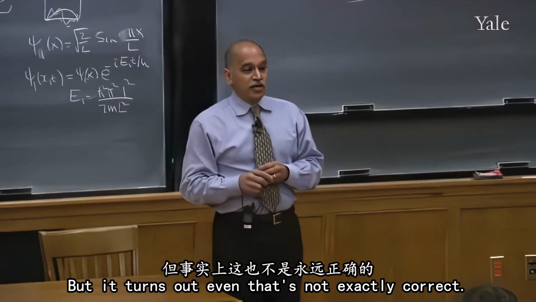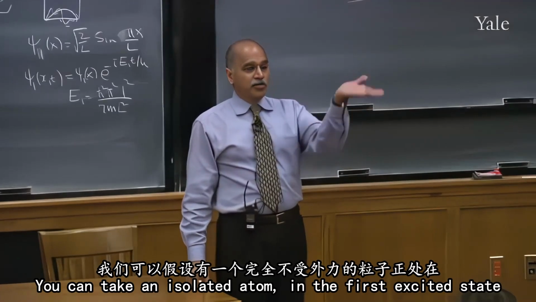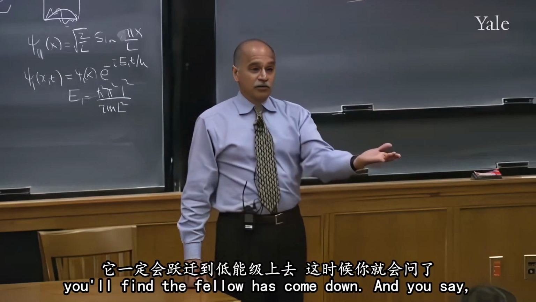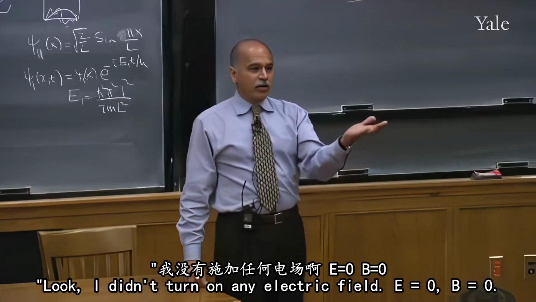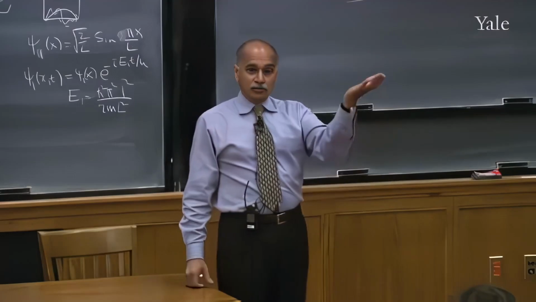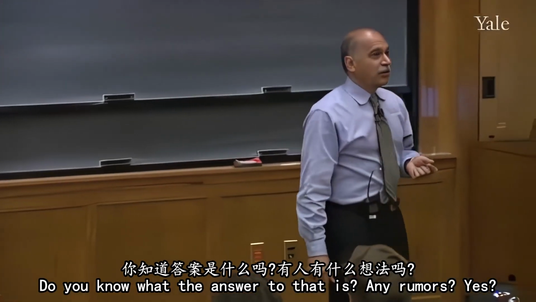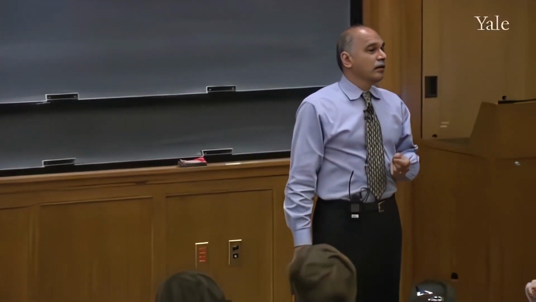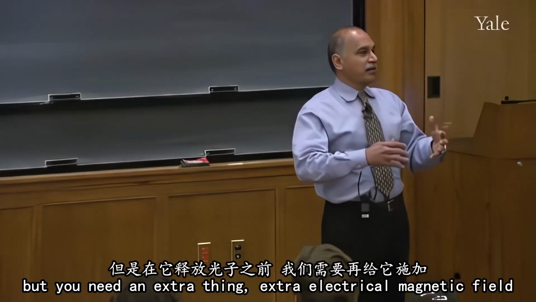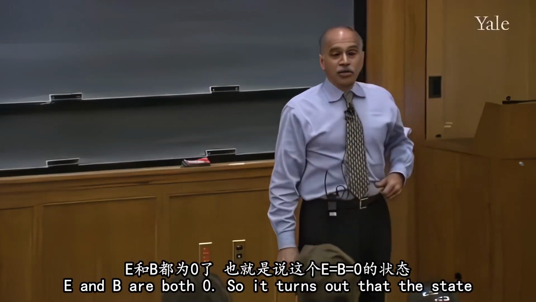Well, it turns out even that's not exactly correct. You can take an isolated atom in the first excited state of hydrogen. You come back a short time later, you will find the fellow has come down. And you say, look, I didn't turn on any electric field. E equal to 0, B equal to 0. What made the atom come down? Do you know what the answer to that is? Any rumors? Yep. Photon emission? Photon is emitted, but you need an extra electric or magnetic field to act on it before it will emit the photon. But where is the field? I've turned everything off. E and B are both 0.